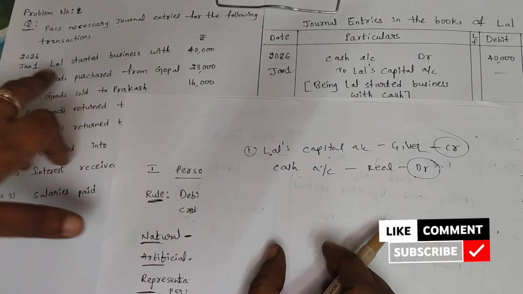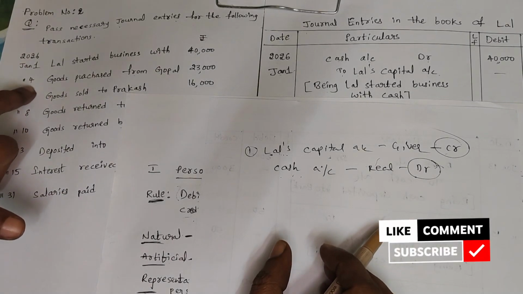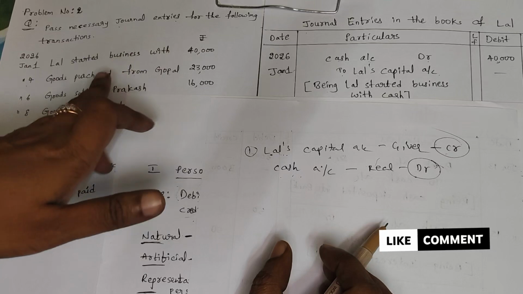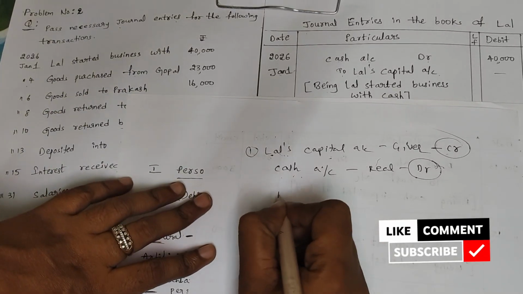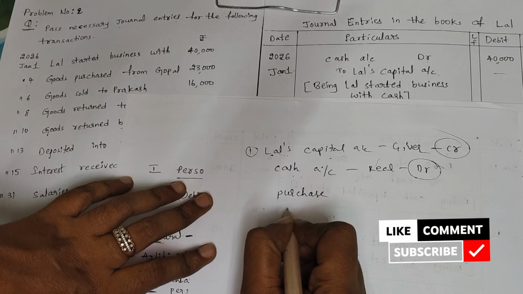And the second one is goods purchased from Gopal on Jan 4th. So goods purchased from Gopal. What are the two aspects here? One is purchase and the other one is Gopal.